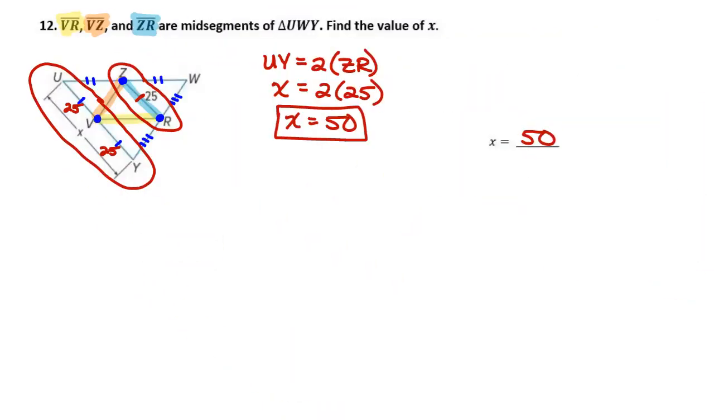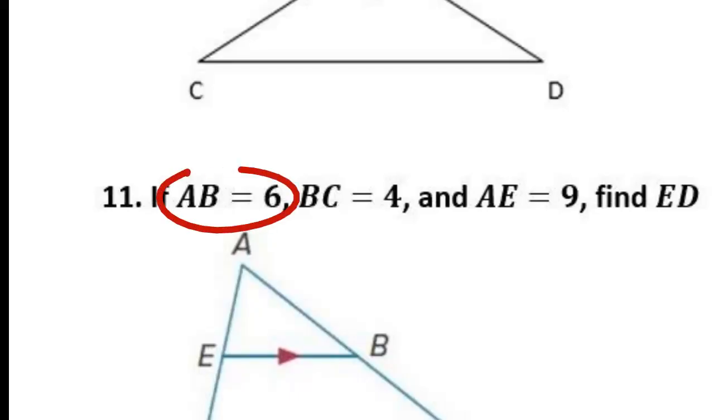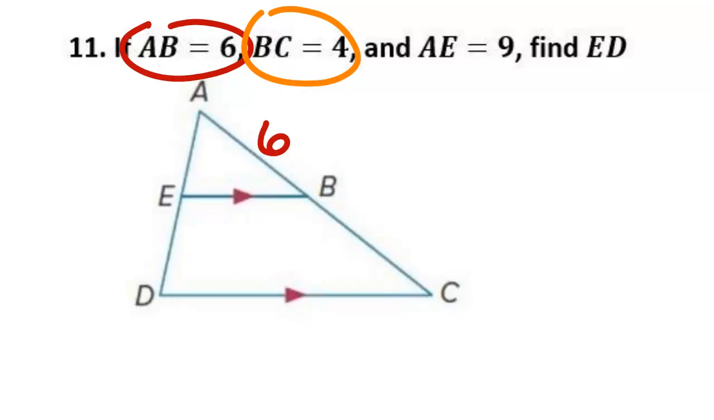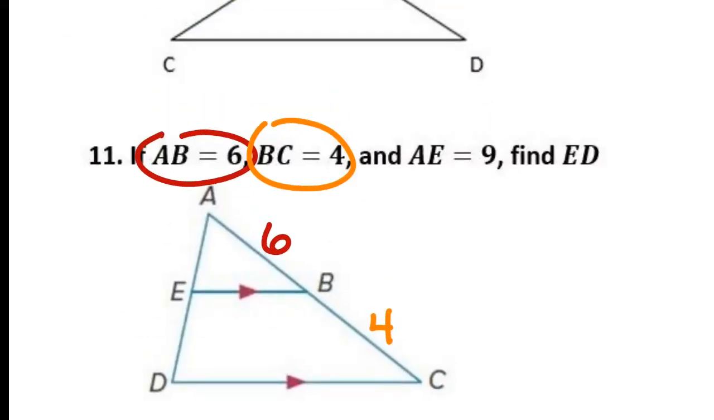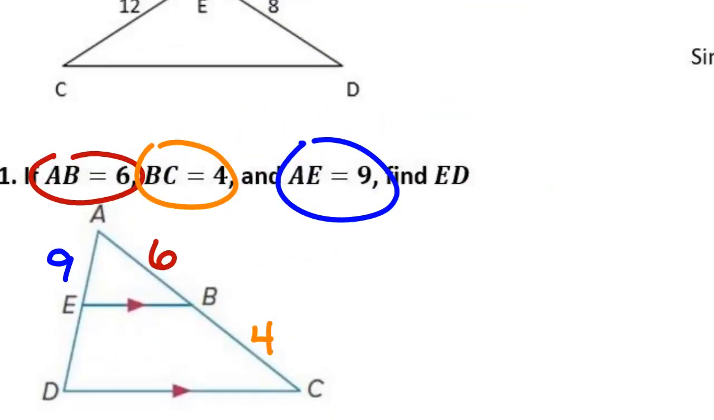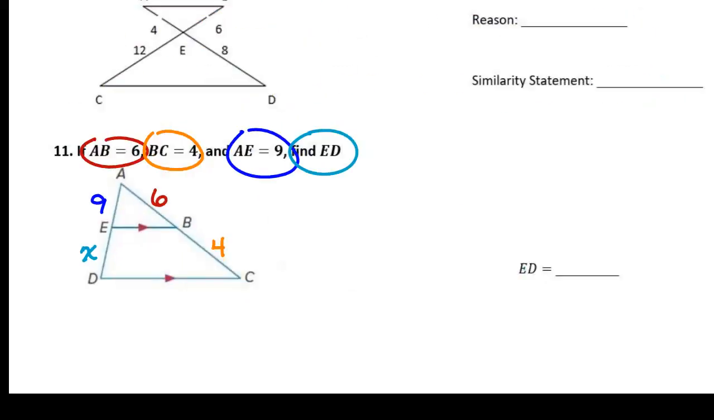What else would you guys like to see? Which one? 11, absolutely. If AB equals 6, BC equals 4, AE equals 9, find ED. Are you guys okay if I call ED X? Yes. All right, so on my picture, I'm going to put an X there for ED.